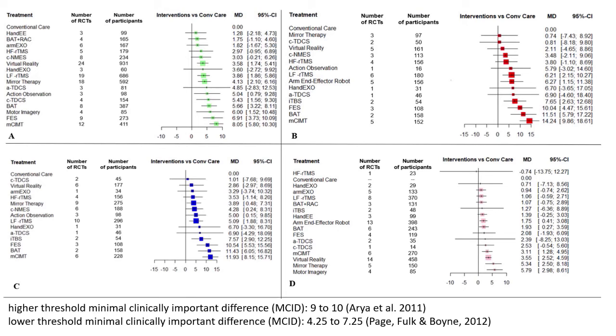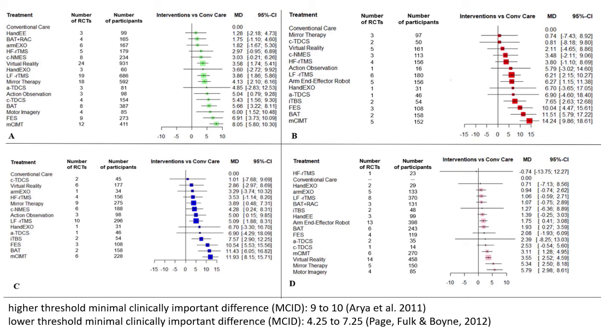Here, we present forest plots for the relative rankings of the interventions for each of the 4 models. The first point to note is that modified constraint-induced movement therapy, MCIMT, is the most effective in the all model, acute model, and subacute model, with bilateral arm training and functional electrical stimulation coming in second and third. Importantly, the relative rankings of these interventions seem to change in the chronic phase.